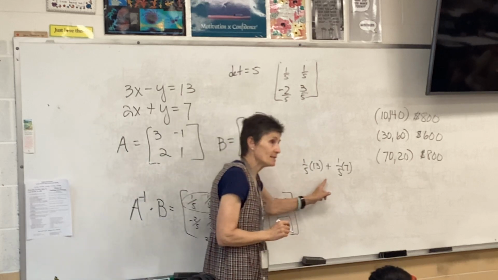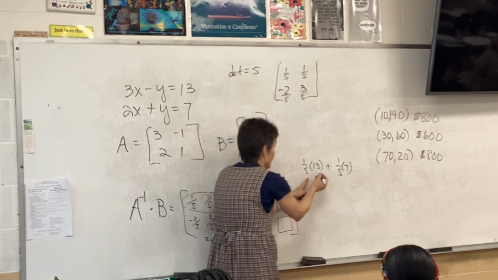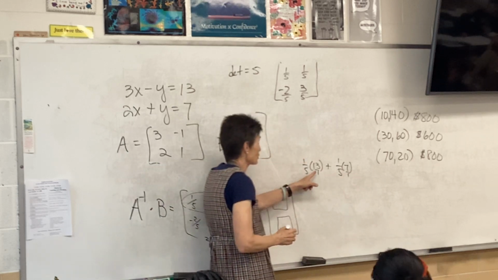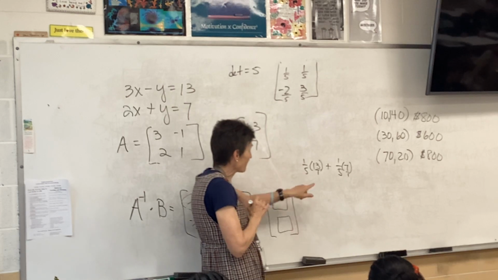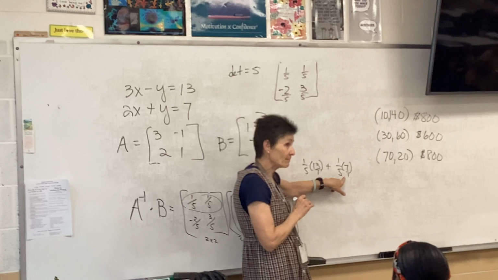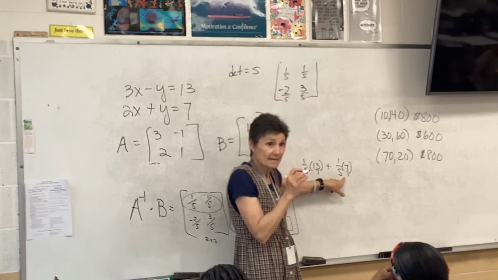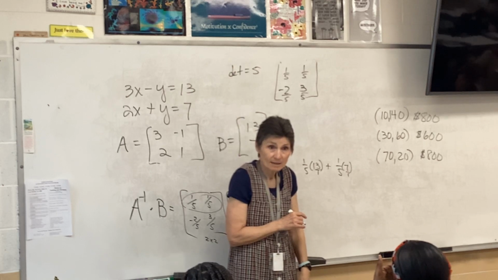Now they have a common denominator, perfect. Multiplying these is 13 over 1 times 1 over 5. Isn't that 13/5? And 7/5? 13 and 7 makes 20 over 5, which is 4.